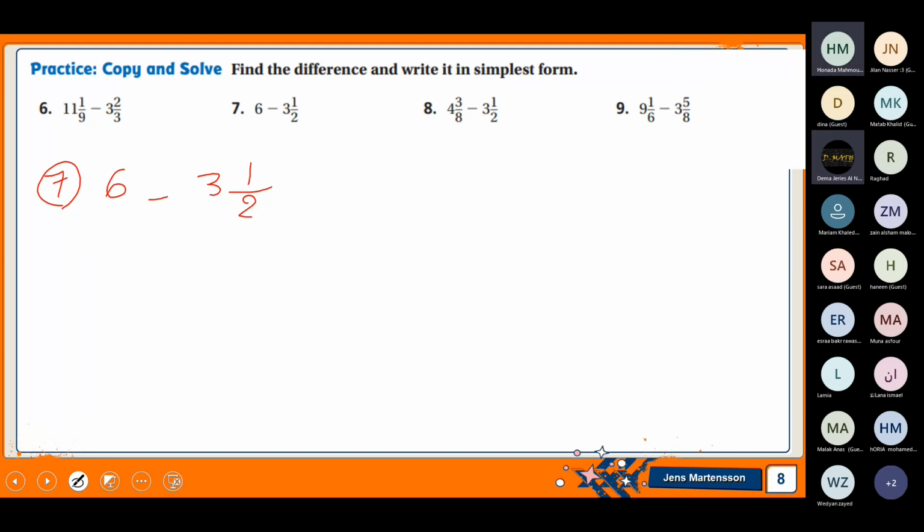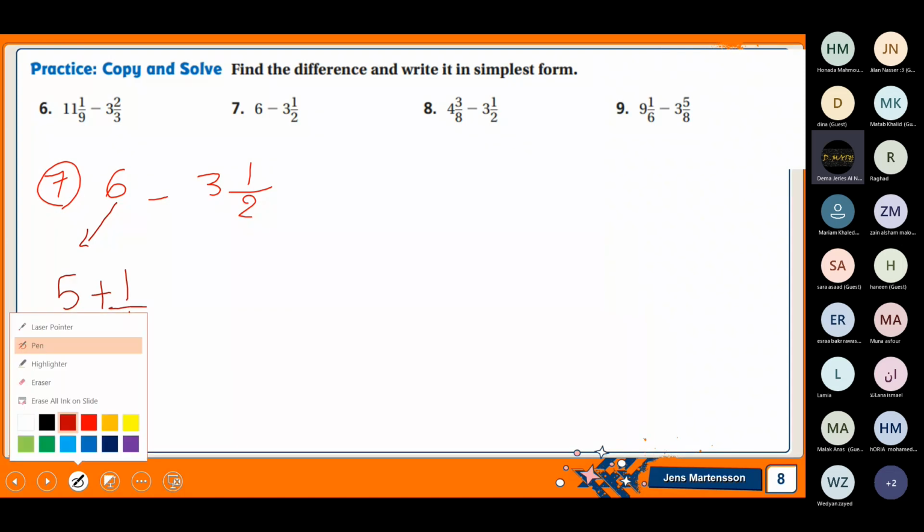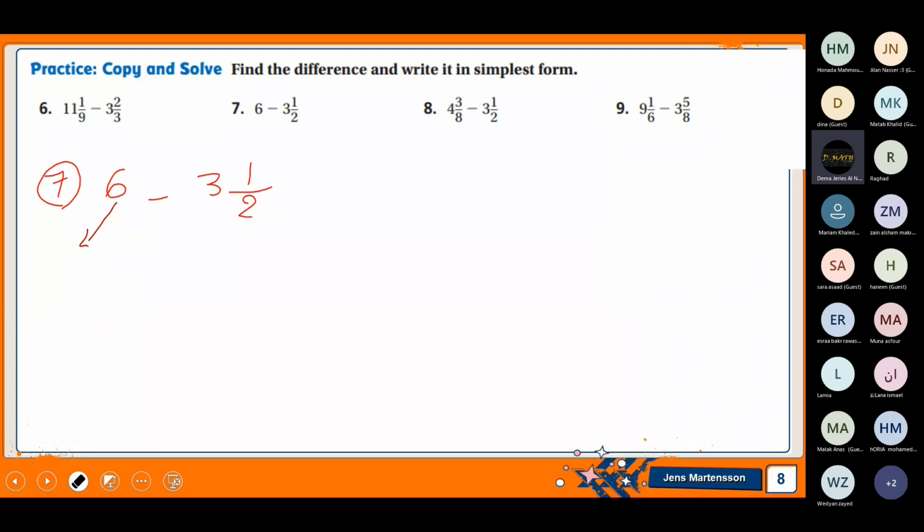We will use the 6. We'll subtract the whole, so this 6 we make as 5 plus 1. Father plus 1, and write the 1 as a fraction. So it comes like 5 and 1 over 1. I will repeat. 6 is 5 and 1. The 1 now, write it as a fraction. The 5, keep it as it is.